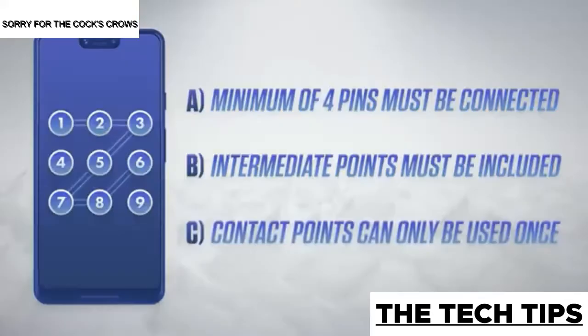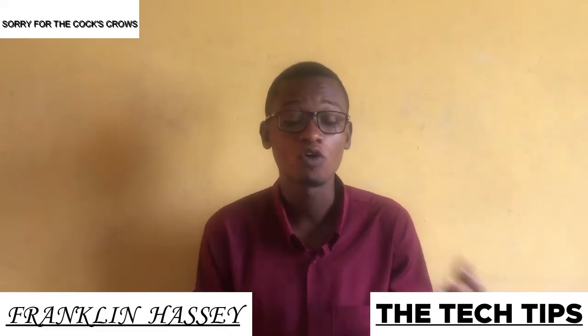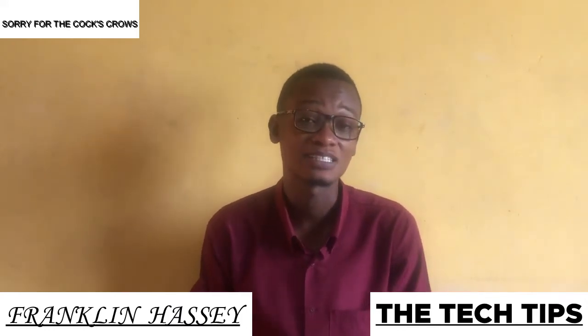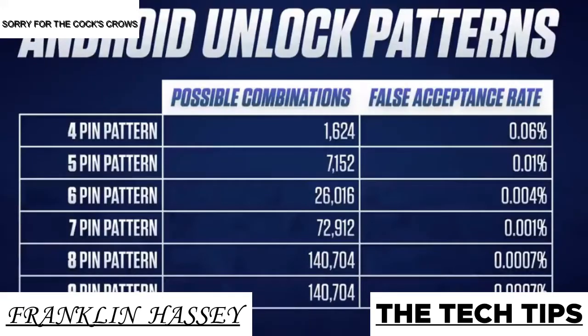And also a contact point can only be used once, meaning that you have a maximum of 9 points to use on your patterns for your security. Now let's see how the possible combinations actually work, and then their false acceptance rate. So the first one is the 4 points, and its possible combination is 1,624, and it has 0.06% false acceptance rate.